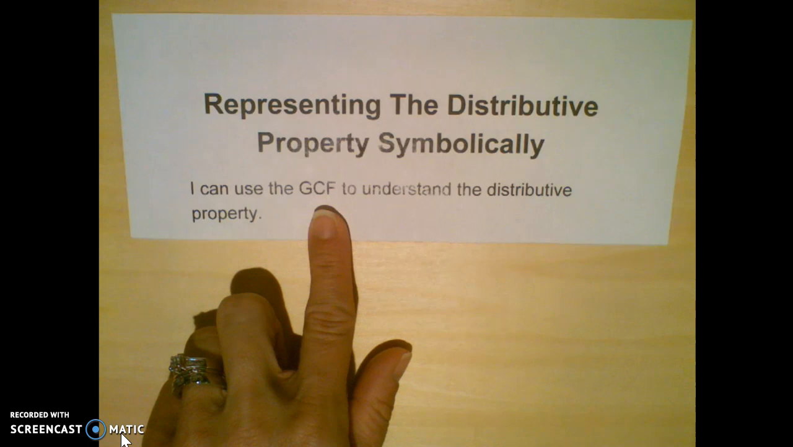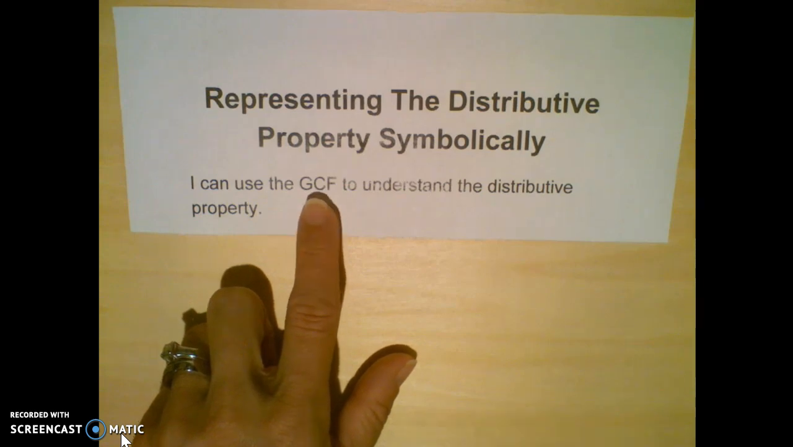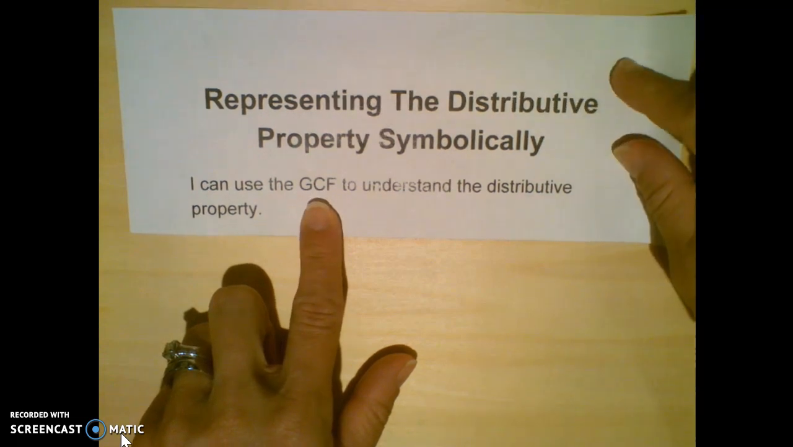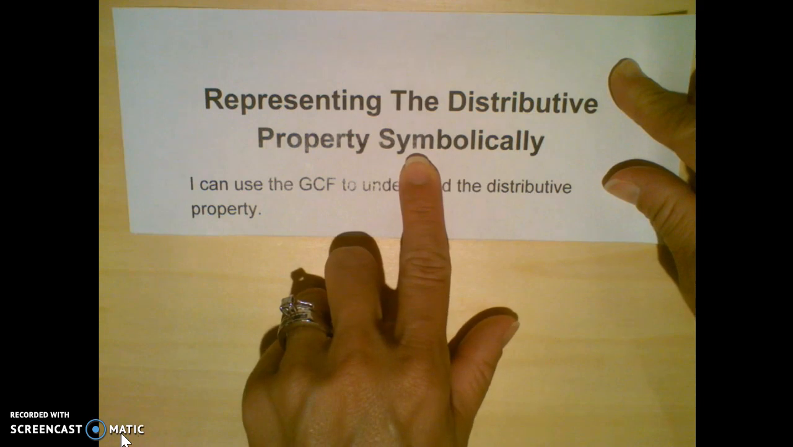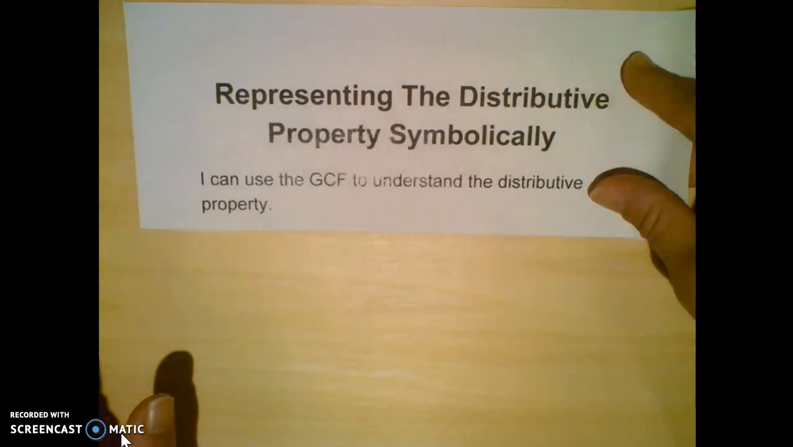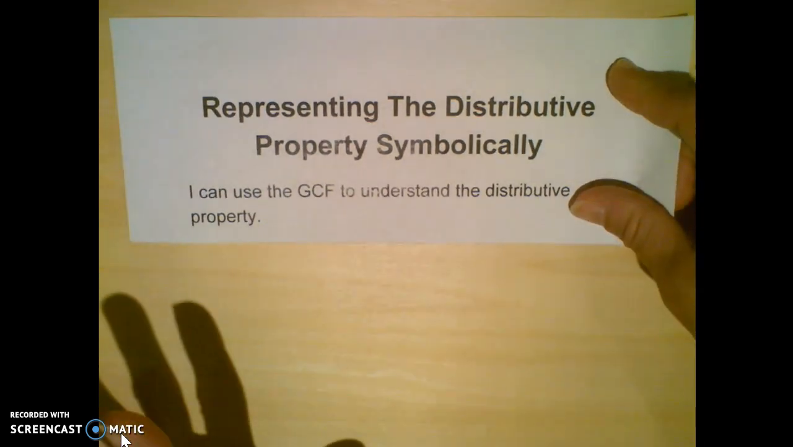By the time you get to quadrant 3, this is your goal: to find the greatest common factor of the problem you're given and then rewrite it using the distributive property. In this video, we're going to talk about representing the distributive property symbolically, but also walk through quadrants 1 through 3 just to make sure we're all on the same page and we're good with what we've got going on.